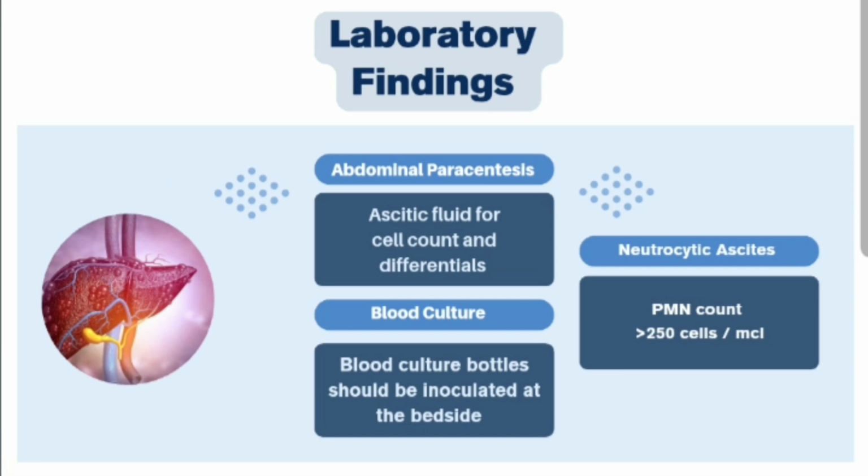An ascitic fluid polymorphonuclear count of more than 250 cells per microliter, that is neutrocytic ascites, is presumptive evidence of bacterial peritonitis. The percentage of polymorphonuclear neutrophils is greater than 50 to 70% of ascitic fluid WBCs and commonly approximates 100%. Culture negative neutrocytic ascites is present in 10 to 30% of patients with neutrocytic ascites. These patients should be started on empirical antibiotics. So, ascitic fluid should be sent for cell count and differential.